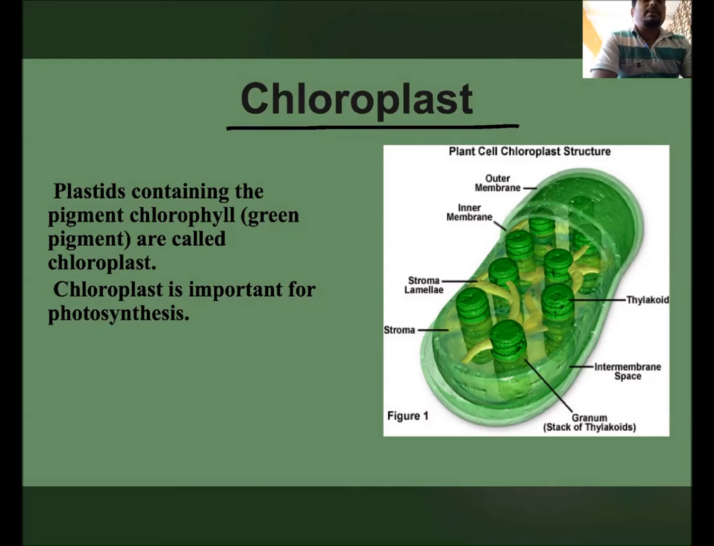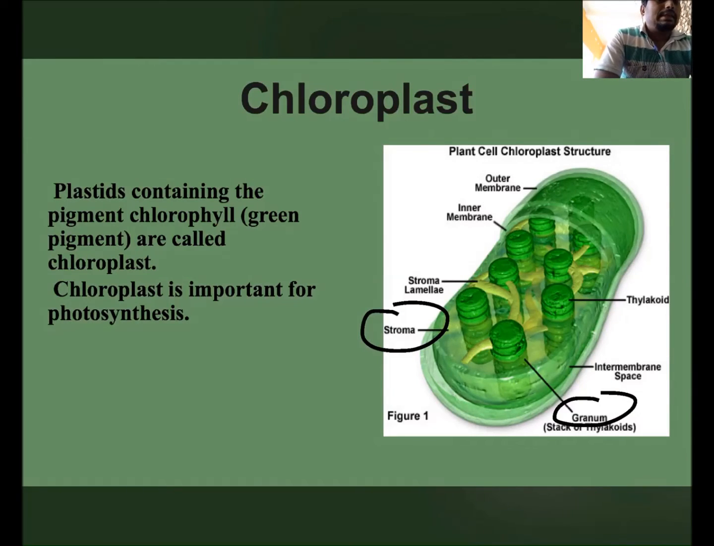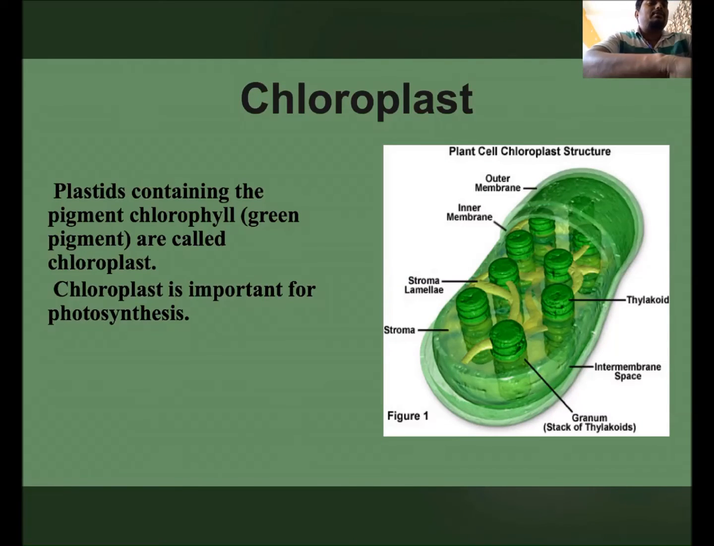Let's see the structure of chloroplast. Chloroplast is a green plastid, and the plastids containing green pigments are called chloroplast. And this chloroplast is made up of two membranes, inner membrane and outer membrane. And it has two very important parts, granum and stroma. Each coin-like structure is called thylakoid. And when there is a stack of thylakoids, this stack is called granum. And there is a fluid part in the chloroplast, a matrix of the chloroplast, which is called stroma.